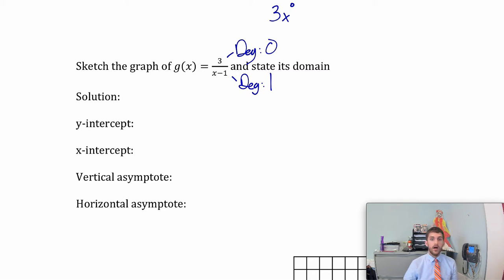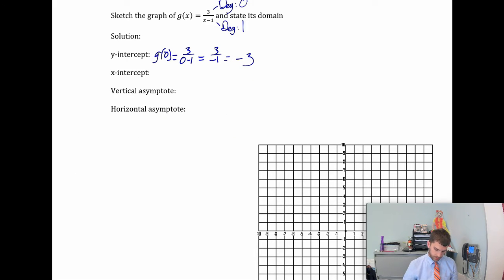So for our y-intercept, let's start there. Let's set x equal to 0. So we have g of 0 equals 3 over 0 minus 1. We got 3 over negative 1, which gives us a y-intercept of negative 3. So we have a y-intercept of negative 3. Let's plot that on our graph before we forget. So we'll go down to negative 3. I'll do this in red so it's a little easier to see. And there's our y-intercept.